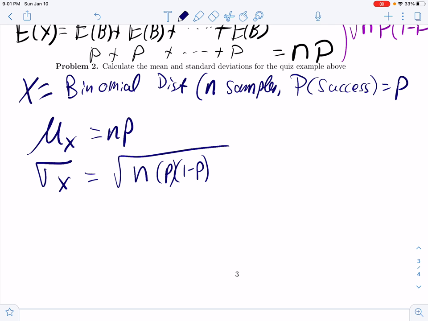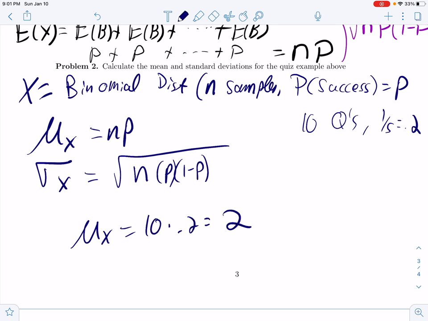So what do we have? For the quiz example above, there were 10 questions, and the probability of getting one right was 1 out of 5, which is 0.2. So the mean is 10 times 0.2, which is 2. And that's what we would expect: if there's a 20% chance of getting something right and there are 10 questions, we'd expect to get 2 of them right.